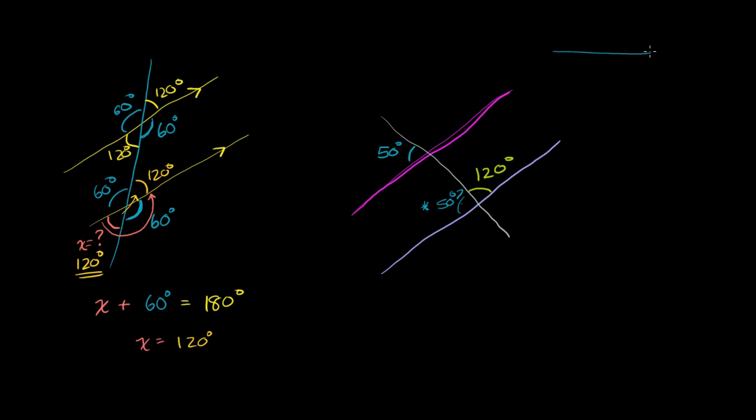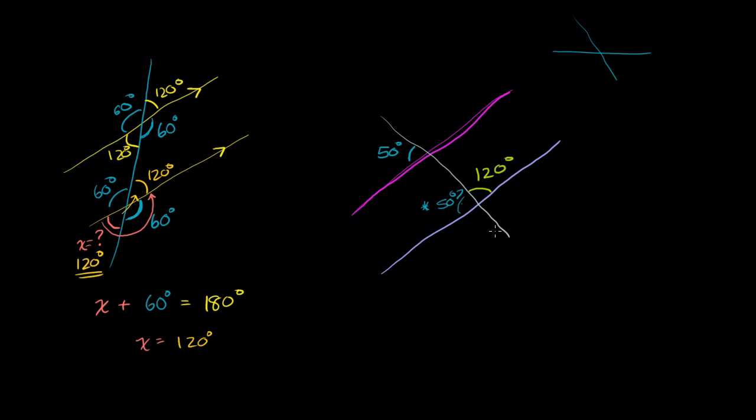If I just take any line and I have something intersecting, if this angle is 50, and whatever this angle would be, they would have to add up to 180 degrees. But we see right here that this will not add up to 180 degrees. 50 plus 120 adds up to 170. So these lines aren't parallel.